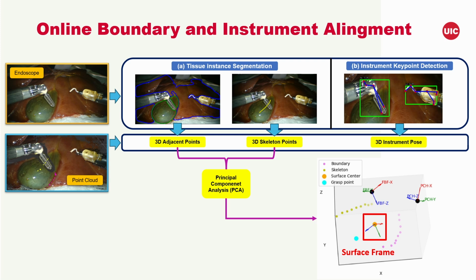Applying PCA to the adjacent and skeleton points allows us to define the gallbladder surface frame based on its principal axis. Since the hook is on the robot's right arm, we select the adjacent points on the right side of the skeleton as the boundary points. Additionally, aligning the instrument to this surface frame helps the forceps to grasp the gallbladder effectively and minimize unnecessary contact between the hook's edge and the tissue.